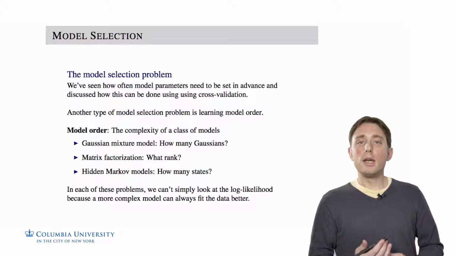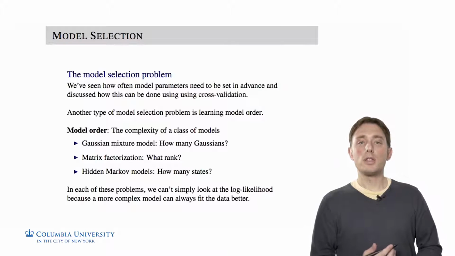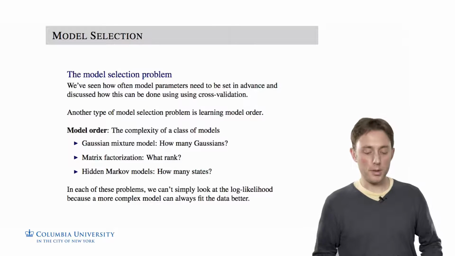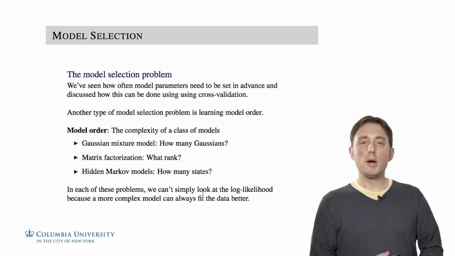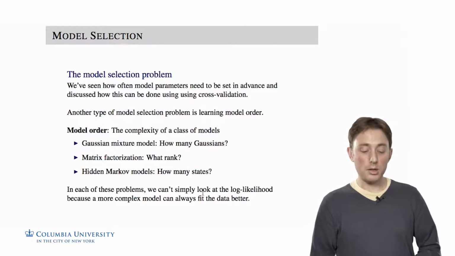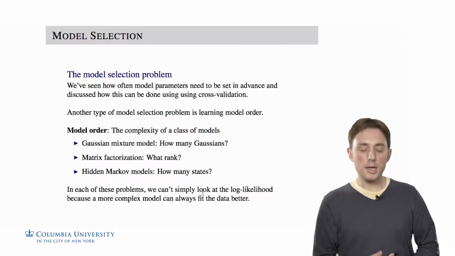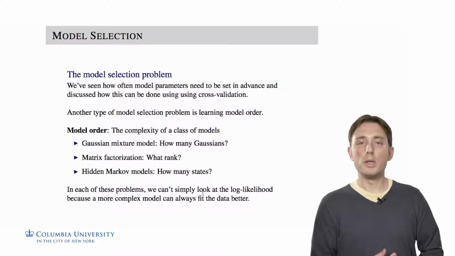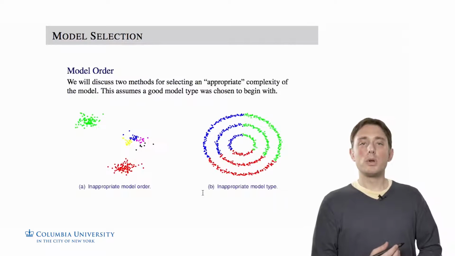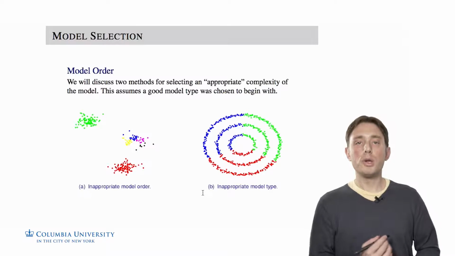There are many ways that we can handle this issue. Cross-validation is actually still one of those ways. In this lecture, I'm going to focus on two new ways for handling the model selection problem. So in each of these problems of determining the model order, we can't simply look at the log likelihood of different models for different orders, because we can always fit our data better with a more complex model. So we need new techniques. In this lecture, we're going to discuss two approaches to selecting the appropriate model order.